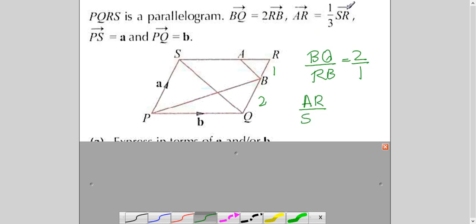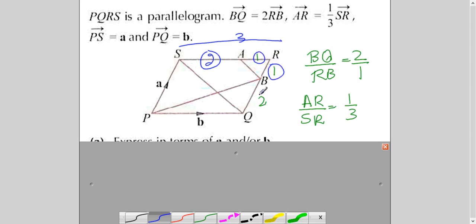If I see here, and cross multiply, the ratio of AR is to SR will be equal to 1 over 3. Which means the ratio of side AR is 1 and SR, which is this whole thing, is 3. But if I want to know only SA, what will I do? 3 minus 1, 2. This will help me to write down the ratios on this side. So whenever you have a question which has ratios given, always write it down first so that it helps you to solve the later parts of the question.